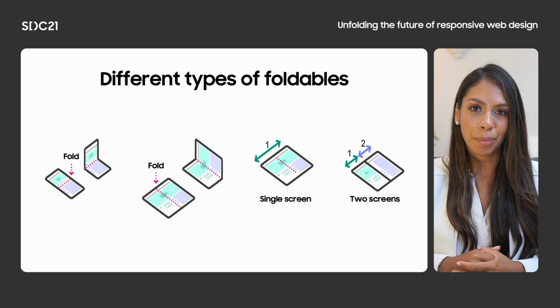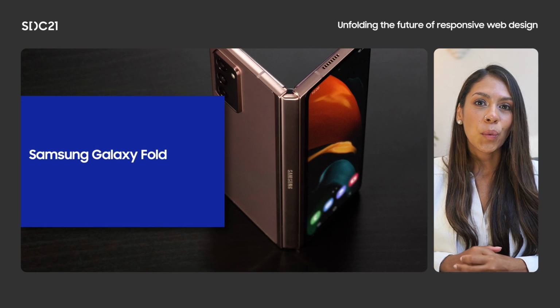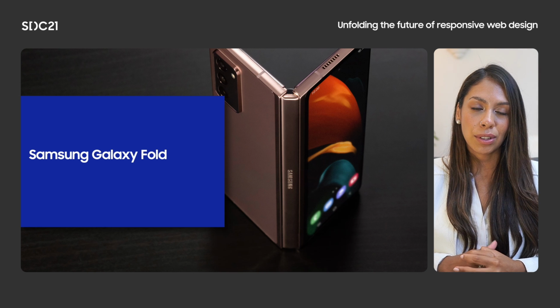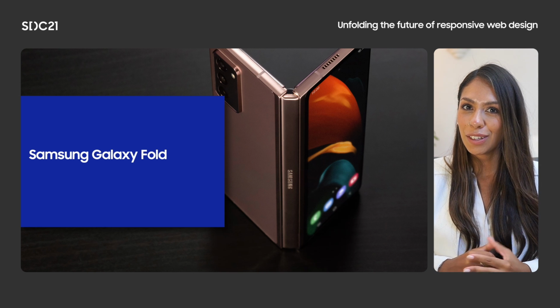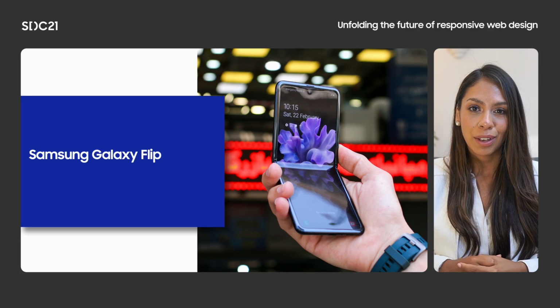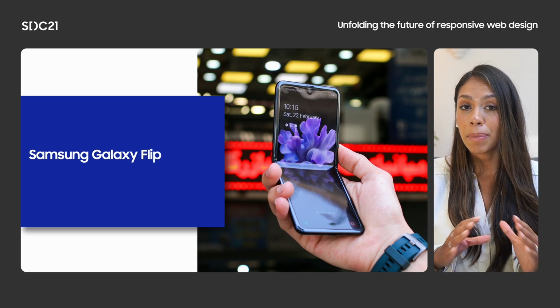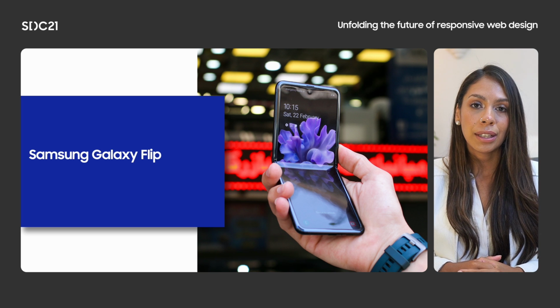Let's see some examples. The first one was the first foldable device launched by Samsung, the Galaxy Fold. The Galaxy Fold includes an external and internal screen, giving us the chance to have an experience of two devices in one. Or, like my favorite one, the Galaxy Flip, which allows us to have the best of our mobile phone in a compact size.